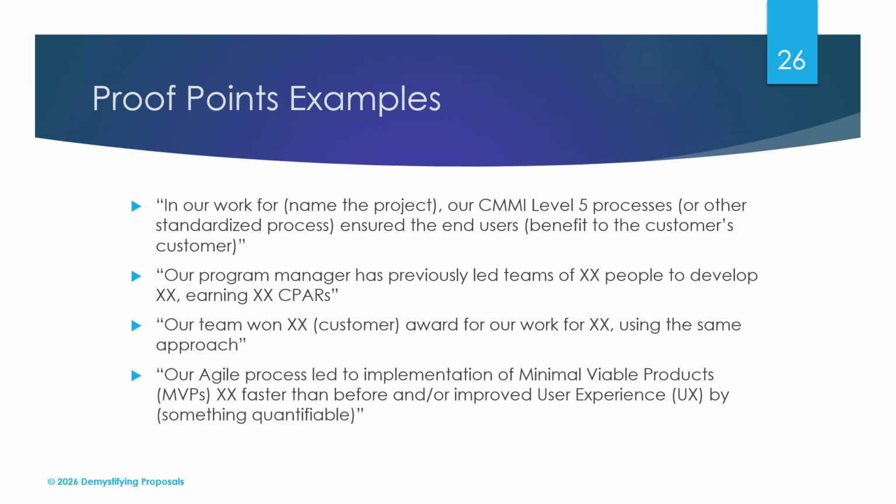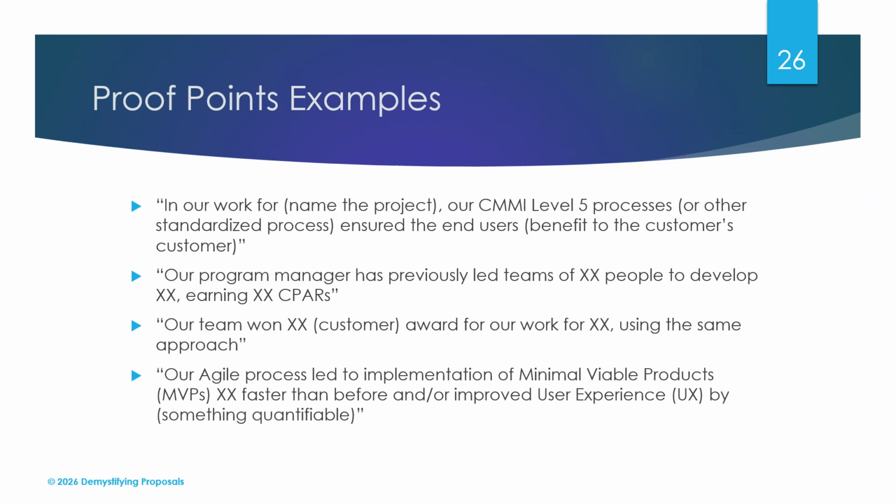Here are some examples of proof points. In our work for [name the project], our CMMI Level 5 processes assured the end users, and then a benefit, right? Or you can use a different standardized process. Maybe you have ISO 9001 and you have a standardized QA process. And maybe that is what you use to make the information compelling.